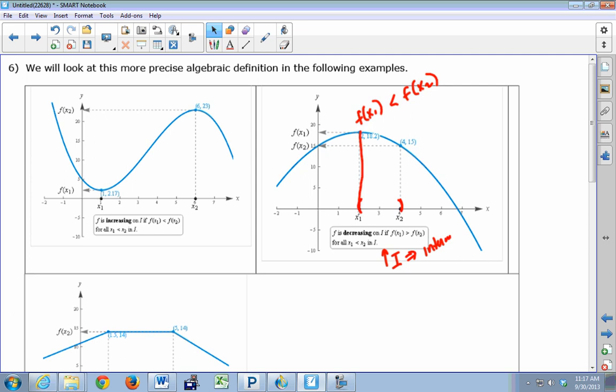Because x1 is to the left of x2, but the output value f of x1 is higher. Sorry, I put that the wrong way. I wanted to write f of x1 as greater than f of x2. That's how we define mathematically a decreasing function.